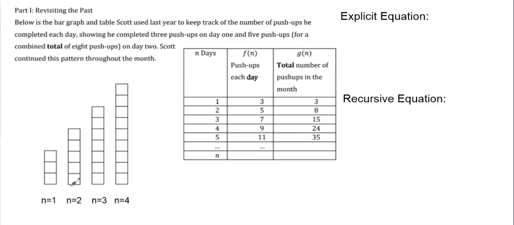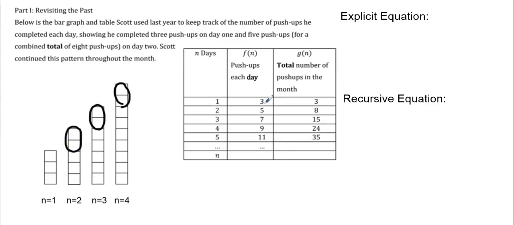Here we have the diagram where n represents the number of the day, and we need to find the explicit equation and the recursive equation first of just f of n, the push-ups each day. So let's start with the recursive equation. Remember, the recursive equation tells you how to get to the next term by using the term right before it. We can look at our diagram and see that from one day to the next, we're just adding 2 push-ups. Each one of these squares represents 1 push-up, and to get from one column to the next, we just add 2 push-ups.